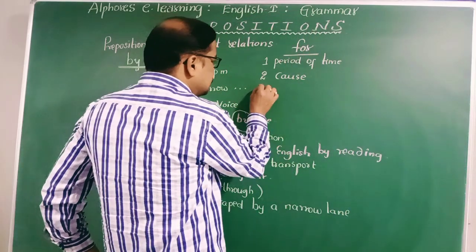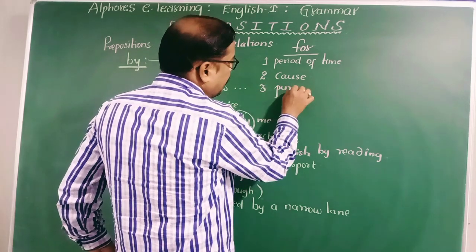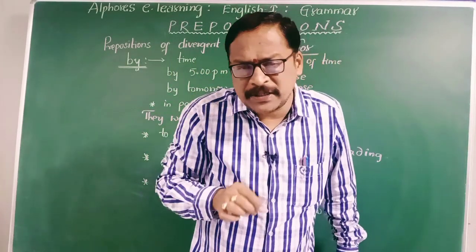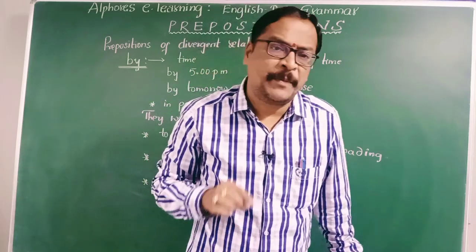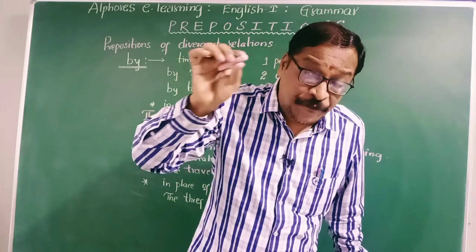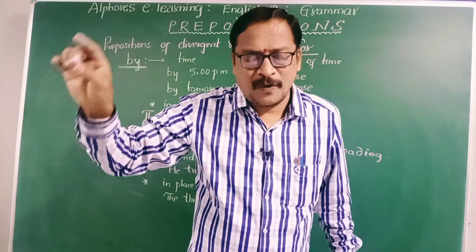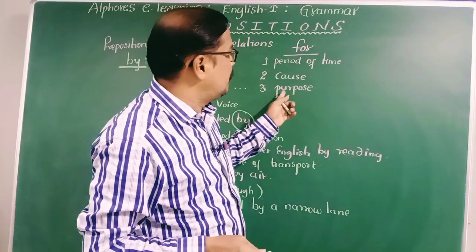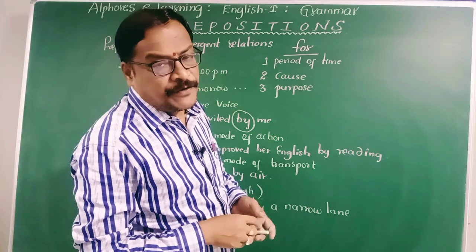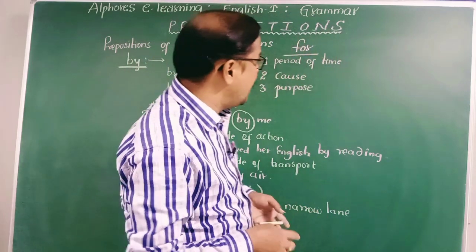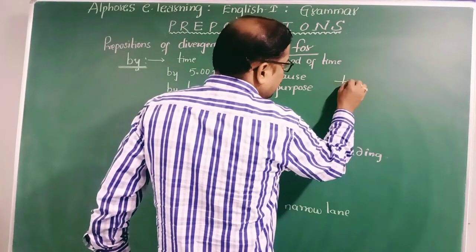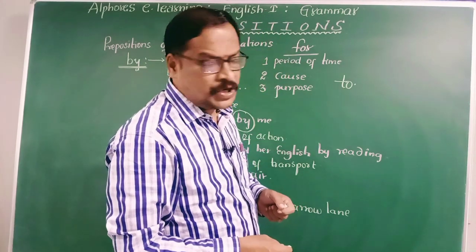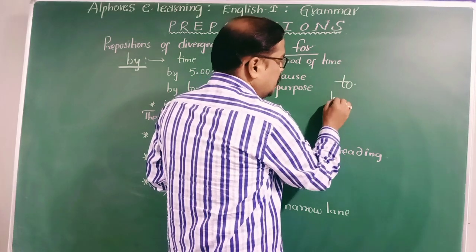Okay, and the next one is we can take purpose. To indicate purpose also we use for preposition. Helen Keller worked for the blind. What was the purpose of Helen Keller working for the blind? To express the purpose, for preposition is used. And like that we have one more preposition also, that is to. For what purpose is to preposition used? To indicate time.